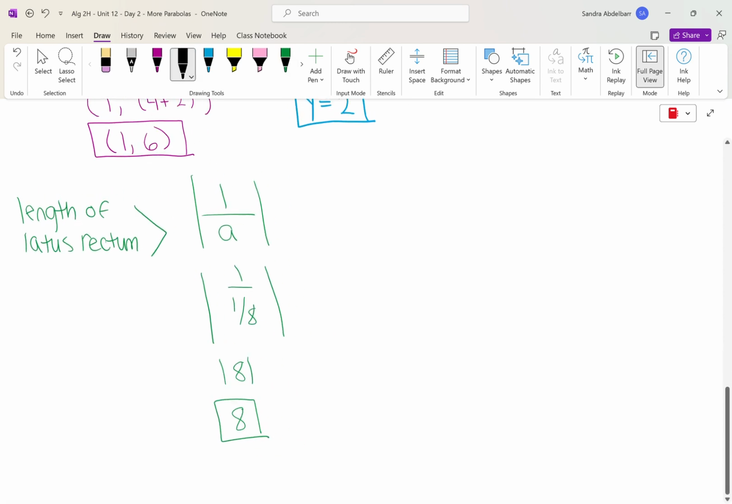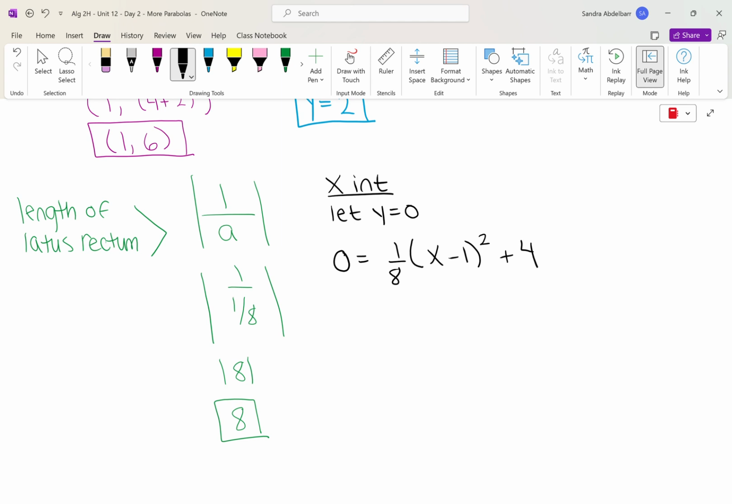Still not done. Last two things I want us to find are the x-intercept and the y-intercept. So x-intercept, we're letting y equal 0. So we have 0 equals 1/8 times the quantity of x minus 1 squared plus 4. I'm going to first subtract that 4. So I have negative 4 is equal to 1/8 times the quantity of x minus 1 squared. I'm then going to multiply that by 8. So I have negative 32. And I'm going to stop here.